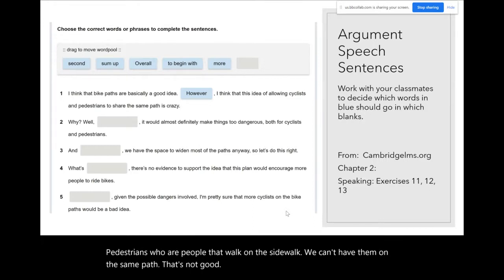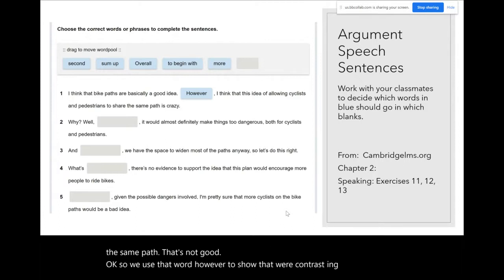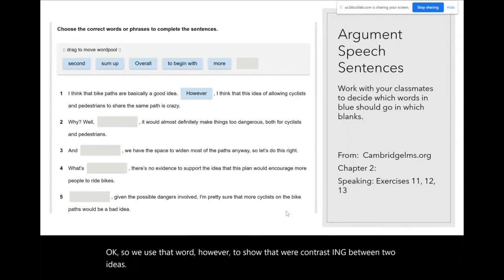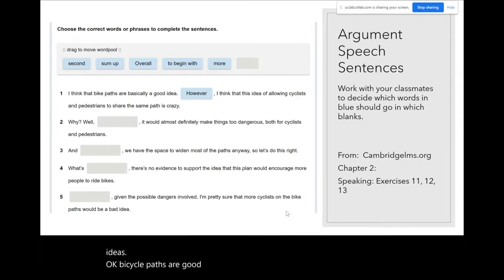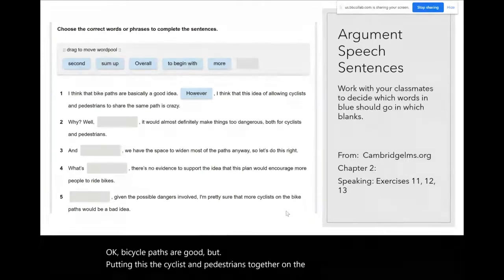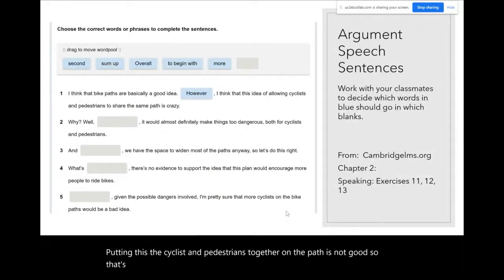Okay, so we use that word "however" to show that we're contrasting between two ideas. Bicycle paths are good, but putting the cyclists and pedestrians together on the path is not good. So that's a contrast word right there. So what did you guys put for number 2?